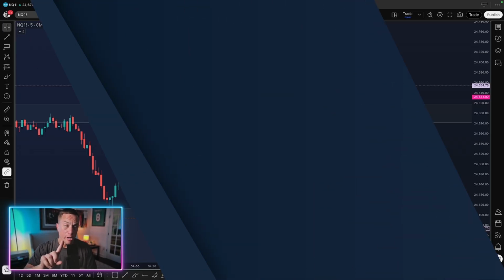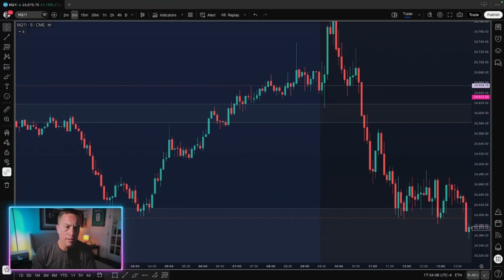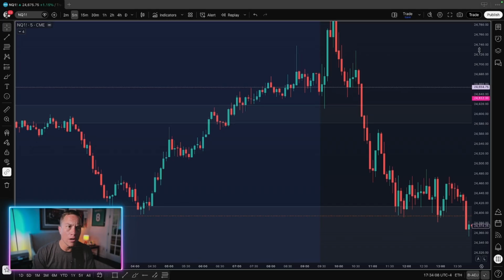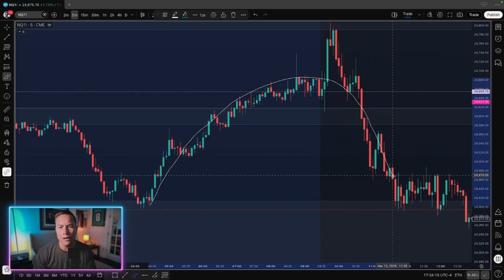But here we go. Number 1 is structure. We must understand what structure is and how it looks. So what we're seeing here on the 5-minute is what we call an inverse cup. So here we go. Cup, we pull down, we move back down.